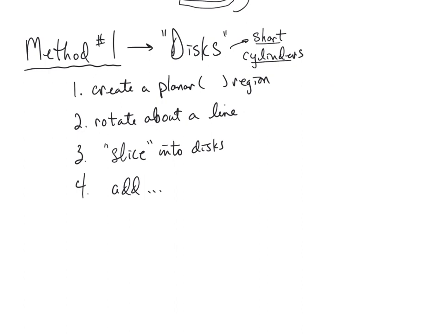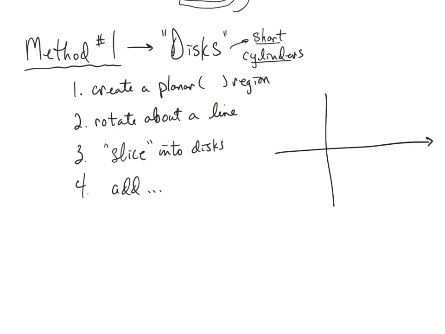Then we're going to rotate that planar region about a line. Then we're going to slice it into disks, these short little cylinders, and then we're going to add them up. Okay? And so just in general, not a specific example, but just kind of a general feel for this, we start with a planar region.